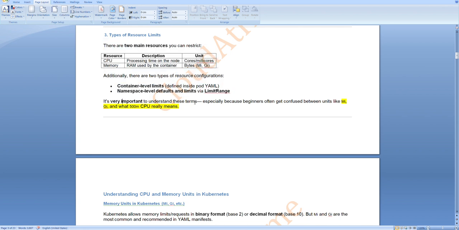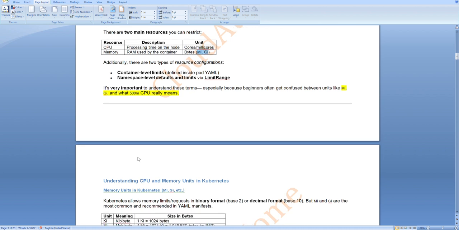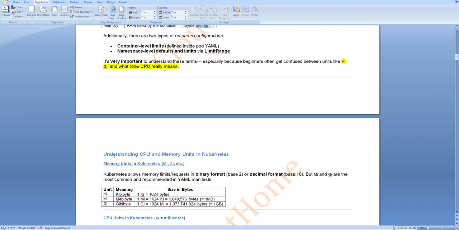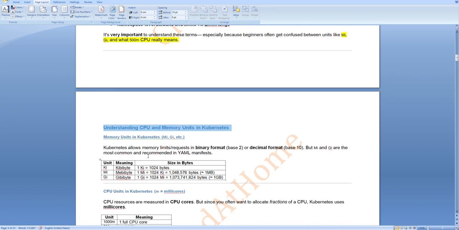Okay, now it is very important to understand these terms. Mi, what is Mi and Gi? Because when we start, we get confused, right? Because generally we see MB, megabyte or gigabyte, right? But this is where we are seeing mebibyte and gibibyte. So that's a new concept, right? So let's understand that part also. What are the different units we say in Kubernetes when we declare in the manifest file?